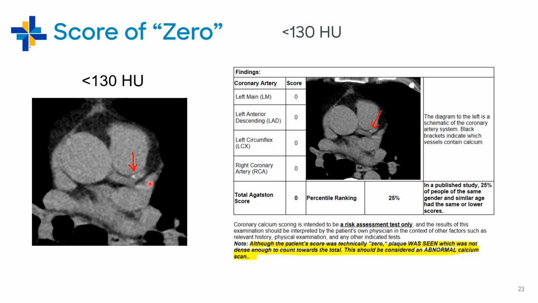You can look at it two ways. Number one, it still puts you in a low risk group depending on your age, but if you have the process, you may want to think about being aggressive as far as treating it. And so we usually put in verbiage that says, although the patient's score was technically 0, plaque was seen, which was not dense enough to count towards the total, it should be considered an abnormal calcium scan. And again, you can make some decisions about behaviors and treatment, etc.